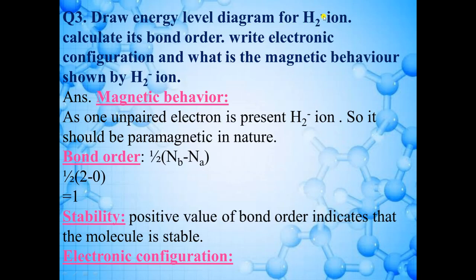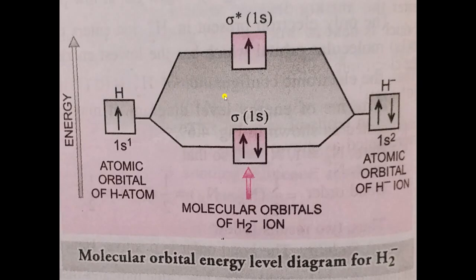Now there is a negative charge over the H2 molecule, so it is an ion. Calculate its bond order, write the electronic configuration, and state the magnetic behavior shown by H2 negative ion. First we will draw the energy level diagram. This atomic orbital is for the hydrogen atom and this atomic orbital is for H negative ion. Hydrogen plus H negative will form H2 negative. You have to add these two species.